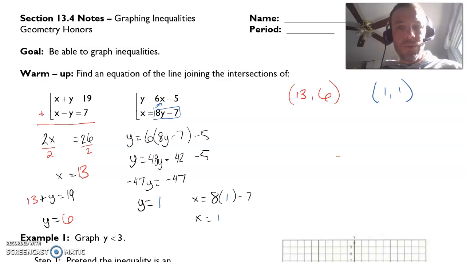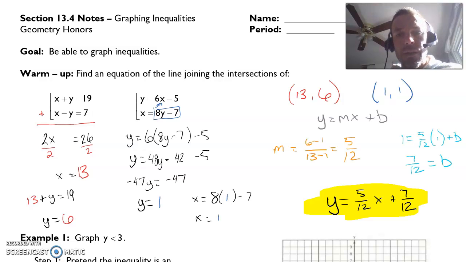So solving those two systems, we find that our intersections are at (13, 6) and at (1, 1). Now we need to use those two intersection points to come up with the equation of our line. So calculating our slope, finding our intercept, and we have our equation. All right, so that's just a quick review of lesson 13.3.